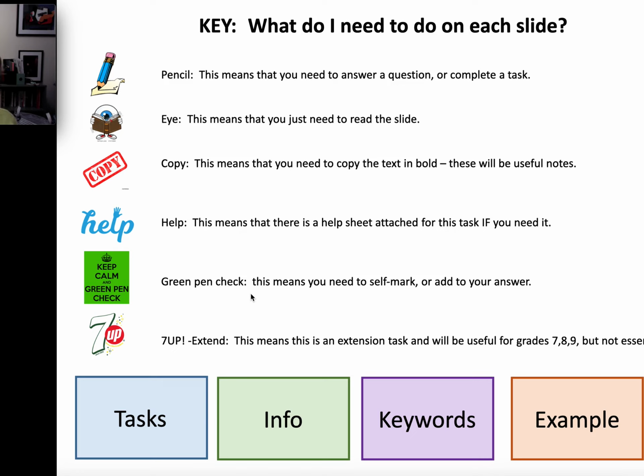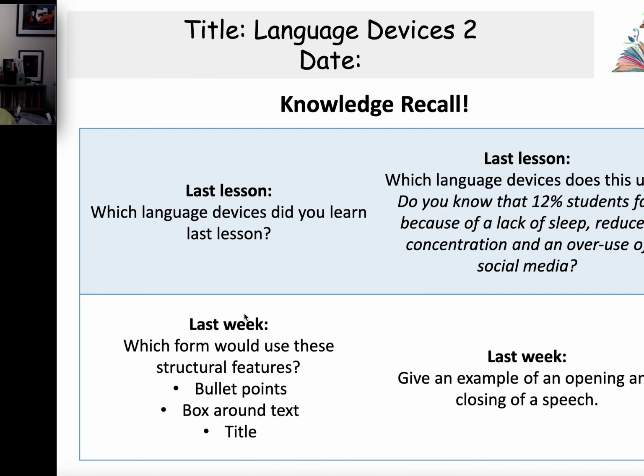Okay, 7 up, extend. This means that it's an extension or a challenge task that will be useful for grades 7, 8 and 9, but not essential. So you know who you are. If you need to push yourself, if you find yourself with a little time left over or a few more ideas, go for those 7 up tasks. Get into that good habit and be pushing yourself. Okay, and the colour coding is as follows: blue for tasks, green for info, purple for keywords, orange for an example. Let's get started then.